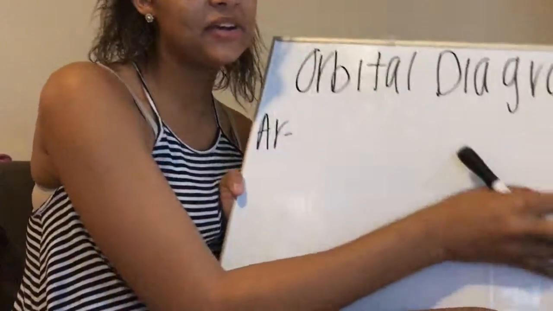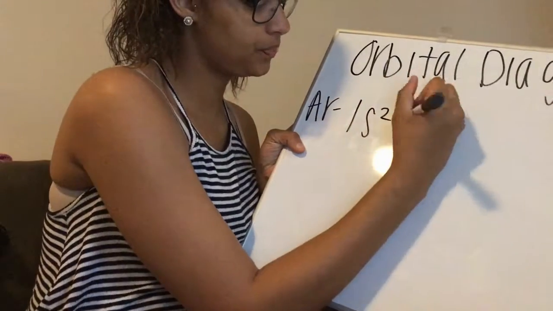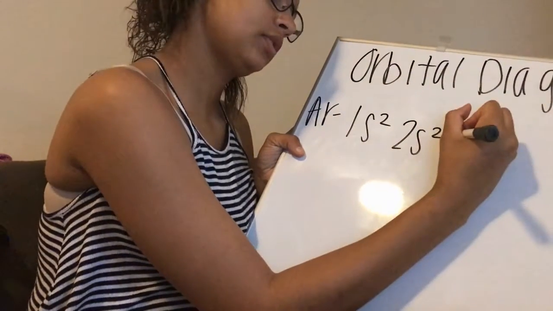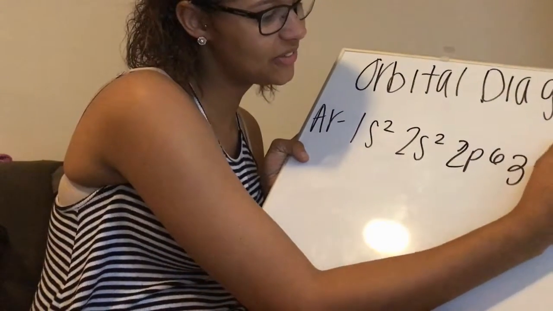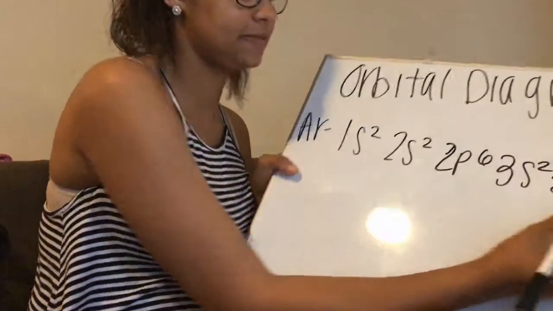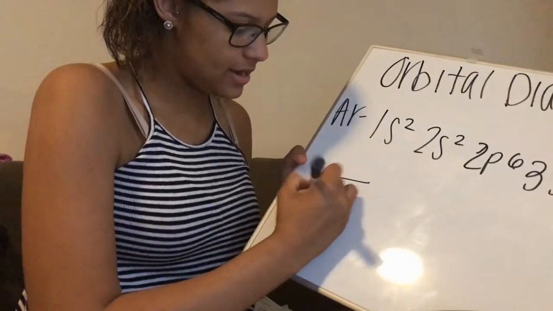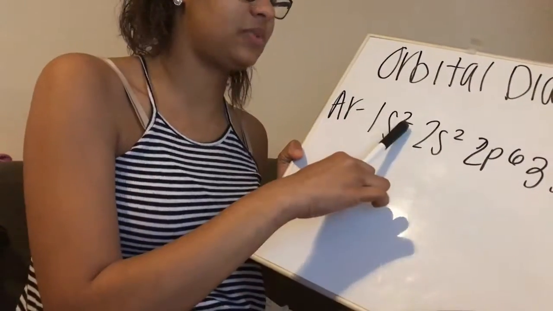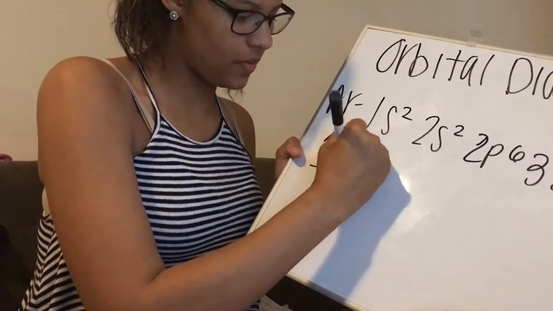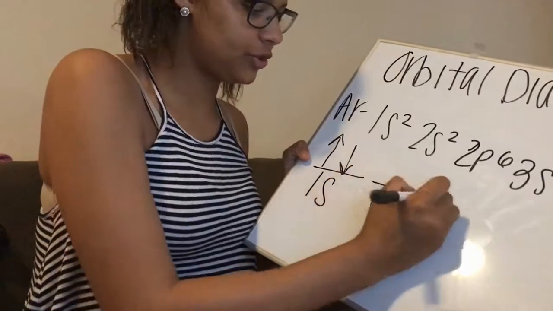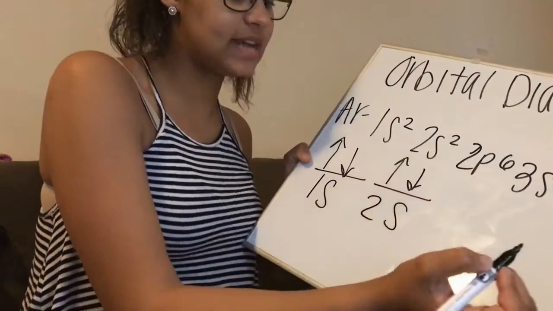Now with orbital diagram, we're going to go back to argon. Remember, we said argon was 1s2, 2s2, 2p6, 3s2, and 3p6. Now orbital diagrams is drawing it. So put a line, 1s. Now with s, we said we had 2 electrons, right? So 1 arrow going up and 1 arrow going down. Try 2s. 1 arrow going up, 1 arrow going down.